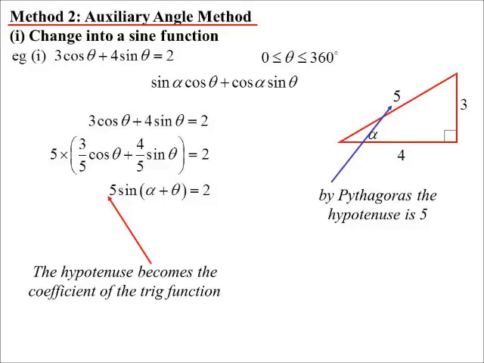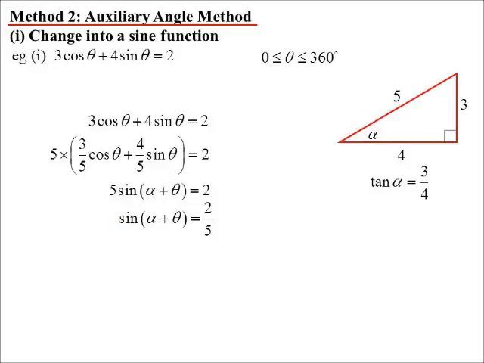I don't normally write that middle step in. I would just normally jump to, okay, I know it's going to be 5 times. I'm changing it to a sine function, and it was alpha plus theta or theta plus alpha, whichever you prefer. How do I work out alpha? Well, I've got a triangle over here I can work out alpha from. Tan alpha is 3/4, so approximately 36 degrees 52.